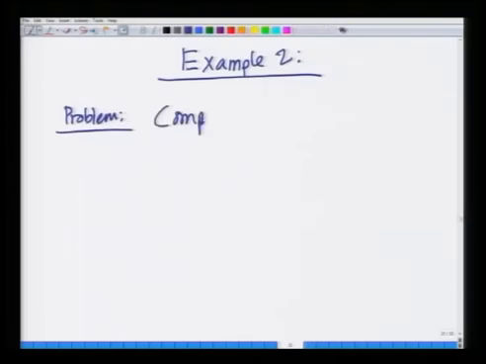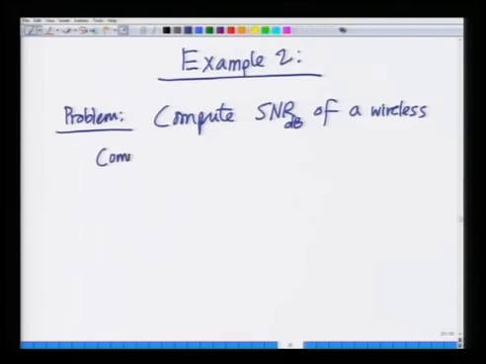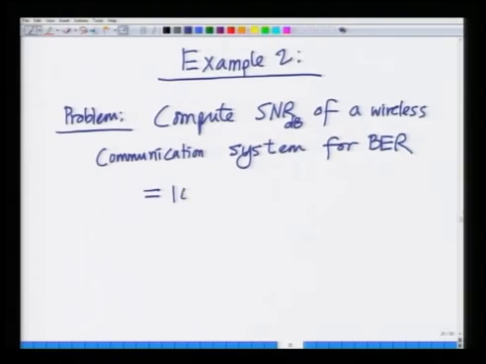Compute the SNR in dB of a wireless communication system for a probability of bit error equal to 10 power minus 6. What is the SNR required in a wireless communication system for a bit error rate of 10 power minus 6?